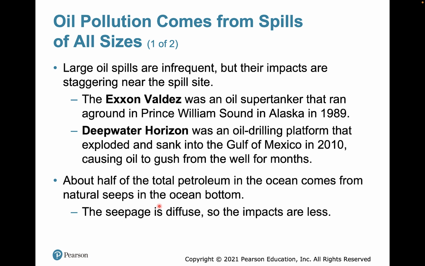Oil pollution comes from all different sizes of spills. I clearly remember these two, the Exxon Valdez, which ran aground in Alaska in 1989, and then Deepwater Horizon. A platform exploded and sank into the Gulf of Mexico, and they couldn't cap the leak deep in the bottom of the Gulf of Mexico for months and it spewed millions of barrels of oil. But most of the oil that gets into the ocean comes from natural seeps in the ocean bottom. The seepage is diffuse, so the impacts are not quite as large.